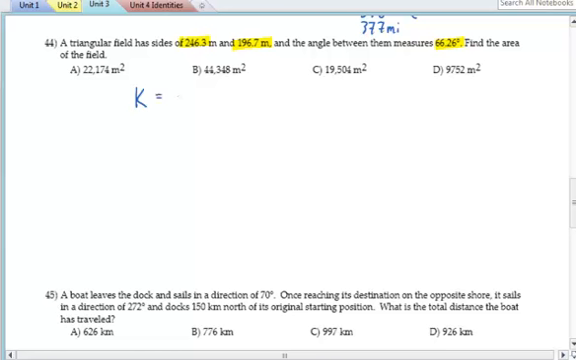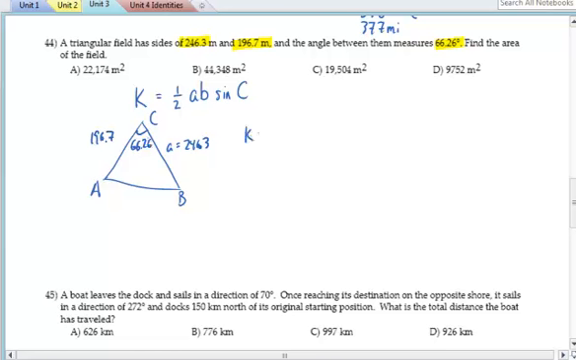The area K is equal to 1/2. If you have sides A and B, then you do the sine of the included angle C. So we'll draw up this triangle, and I'll label angle A, B, and C, and the sides. Side A we'll say is 246.3. Side B is 196.7, and the angle in between is 66.26 degrees.